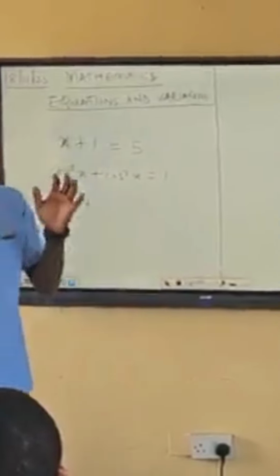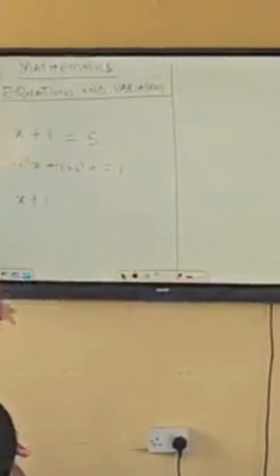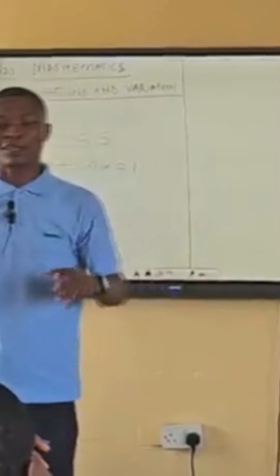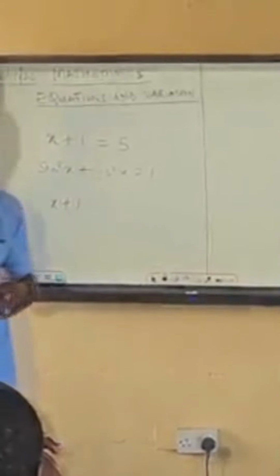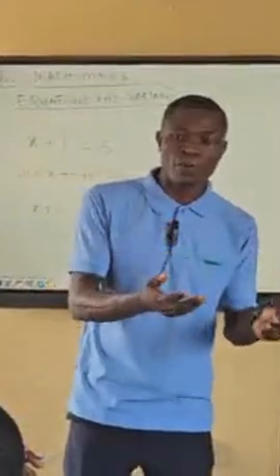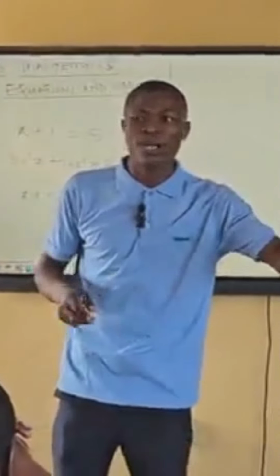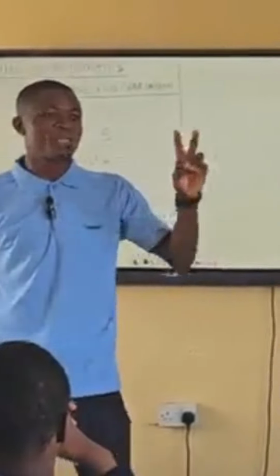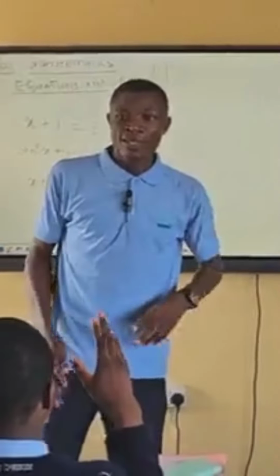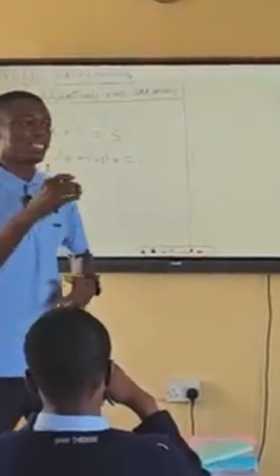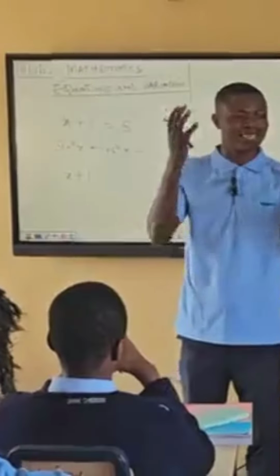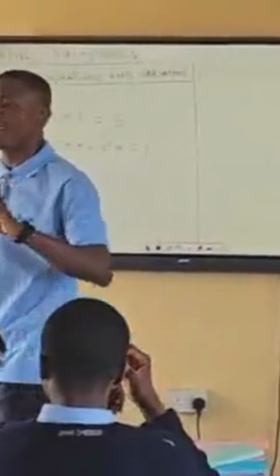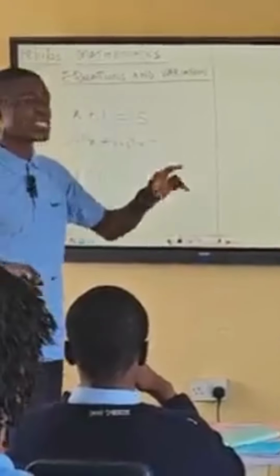Now, what do we mean by direct variation? When two quantities vary directly, it simply means that as one quantity is increasing, the other one will also increase. For instance, you want to go to the market and buy a book. If you buy one book at 200 naira, what will happen if you buy two books? It will become 400 naira. So as the number of books increases, what will happen to the price? It increases. That is what we mean by direct variation.